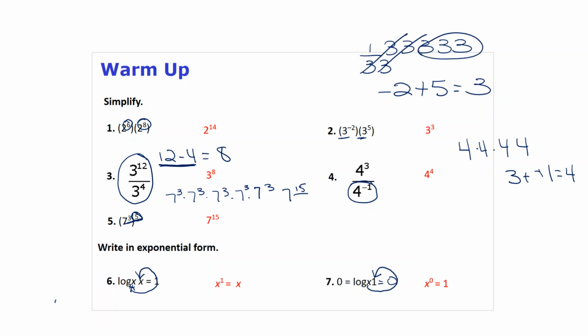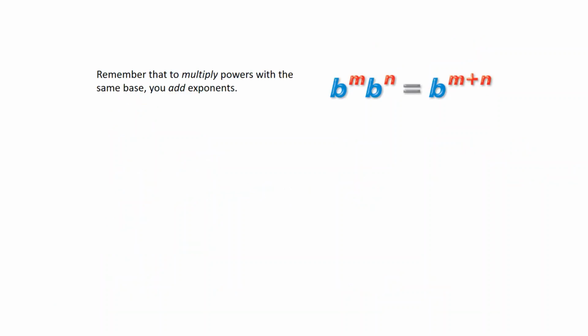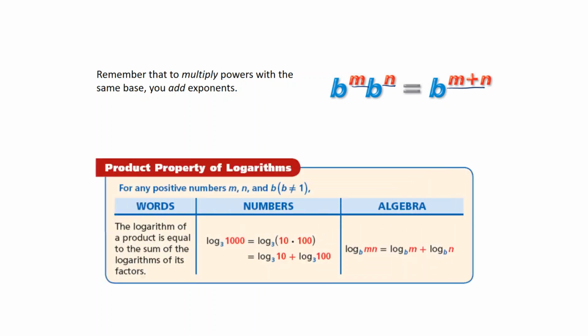All right, so now that we have reviewed our things about exponents, we're going to move on and transfer it over to our logarithms. Remember that to multiply powers with the same base, all you have to do is add your exponents. We just did that a minute ago. So now we're going to talk about our first property of logarithms, the product property. Let me make sure you understand: for any positive numbers m and n, and b is not equal to 1, the logarithm of a product is equal to the sum of the logarithms of its factors.